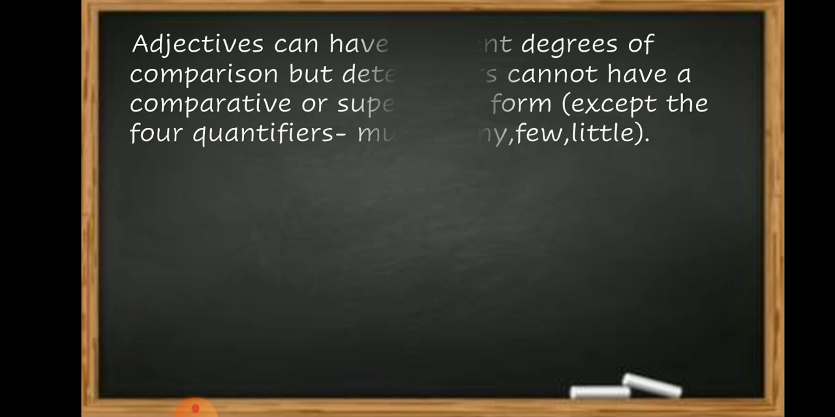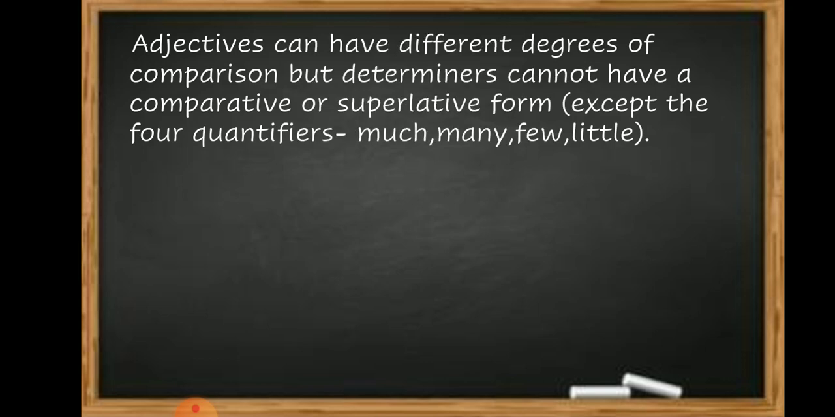The second difference says adjectives can have different degrees of comparison, but determiners cannot have a comparative or superlative form except the four quantifiers much, many, few and little. Now these four quantifiers have comparative and superlative form, like for example the comparative form of many or much is more and the superlative form is most. Now apart from these four quantifiers, the other determiners do not have any comparative or superlative form.